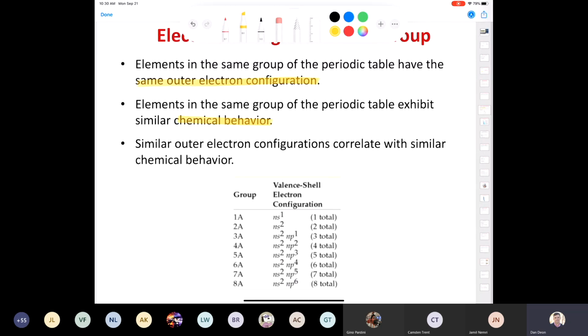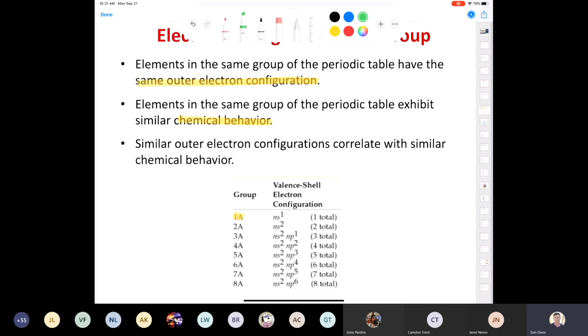Okay, and it says here the similar outer electron configurations correlate with similar chemical behavior. Look at this. Did you notice that all the elements in group 1A, whether it's lithium, sodium, potassium, rubidium, cesium, francium, they all end up with ns1. Okay, so a seasoned chemist might look at that and say, I see ns1 in my electron configuration, it's going to have this kind of reactivity, right?